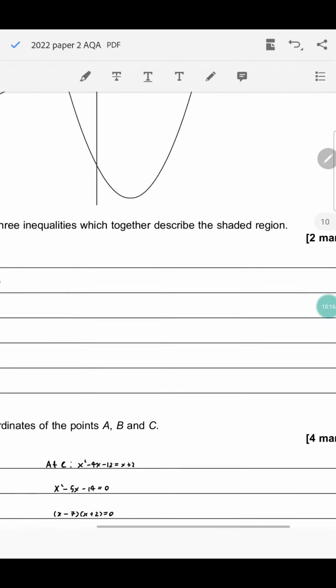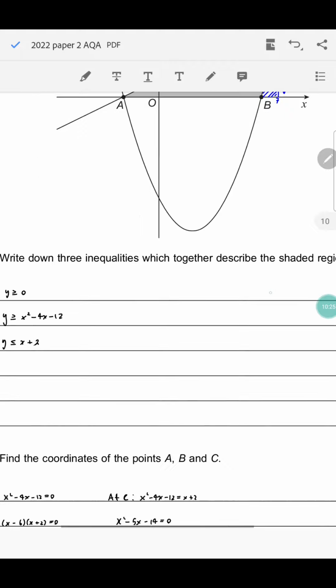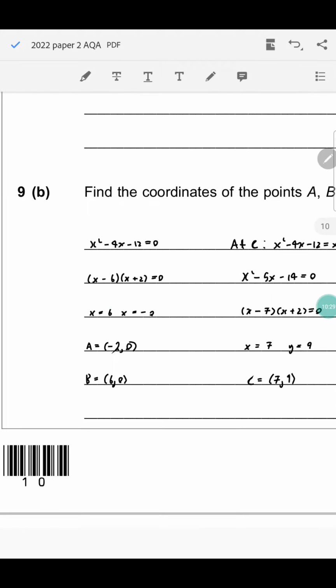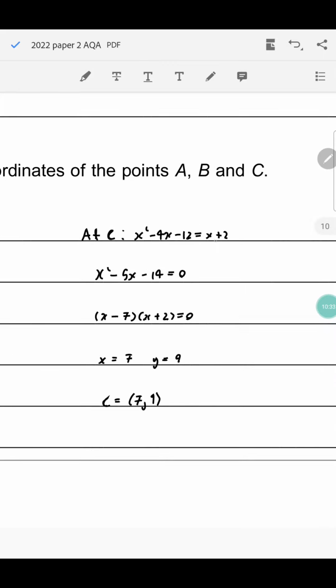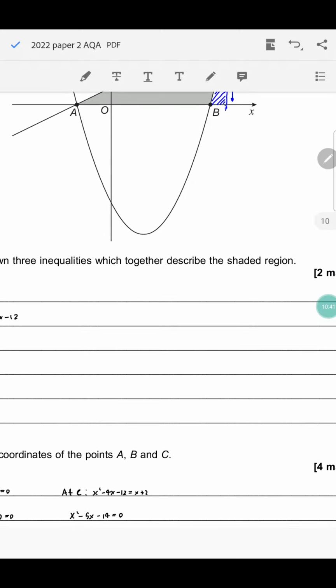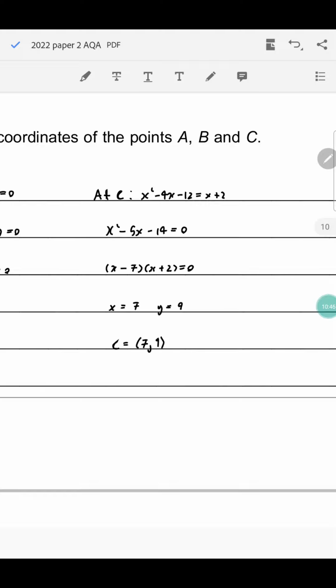Now 9b, we need to find all the coordinates. To find a and b, we find the roots. To find c, we find where it intersects, so it's going to be simultaneous equations. The roots are x equals 6 and x equals minus 2. Then the intersection is where we equate them, and we get x equals 7, because x equals minus 2 is just the other point where they intersect, which is the root. So it doesn't really matter. We just take x equals 7.